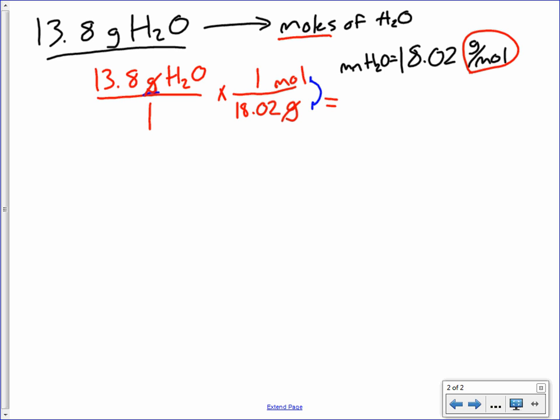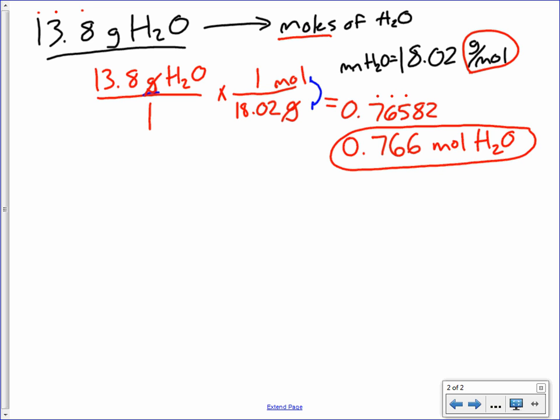So put that right in the calculator and you're going to get 13.8 divided by 18.02. Okay, straight in the calculator that's 0.7658, and so on. All right. Now, if you look back at our answer, there are 3 sig figs. So our answer needs to be 3 sig figs. So we're going to end up with 0.766 moles of H2O. All right, that's what we got, 0.766 moles of H2O.